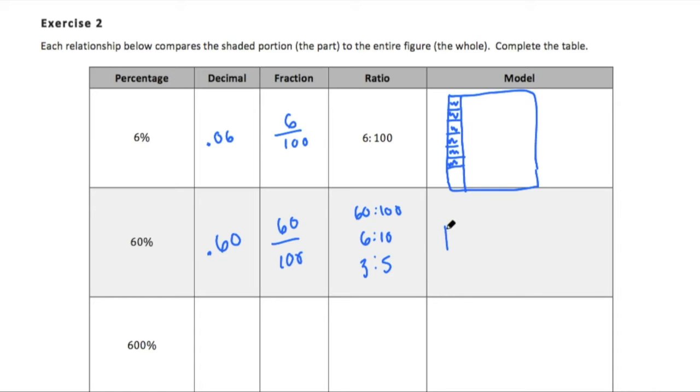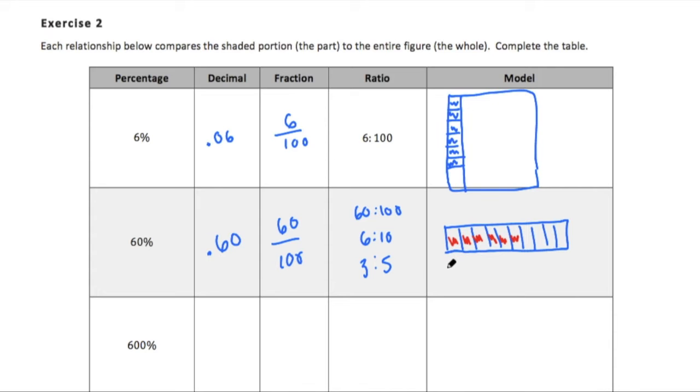Now for our model, we don't need a 100 square grid. We just need a 10 square strip. 2, 3, 4, 5, 6, 7, 8, 9. So that should be 10 segments there. So I'm going to shade in 6 of them, and each one would really represent 10. So 1, 2, 3, 4, 5, 6. So that would be 6 out of 10, or 60 out of 100.